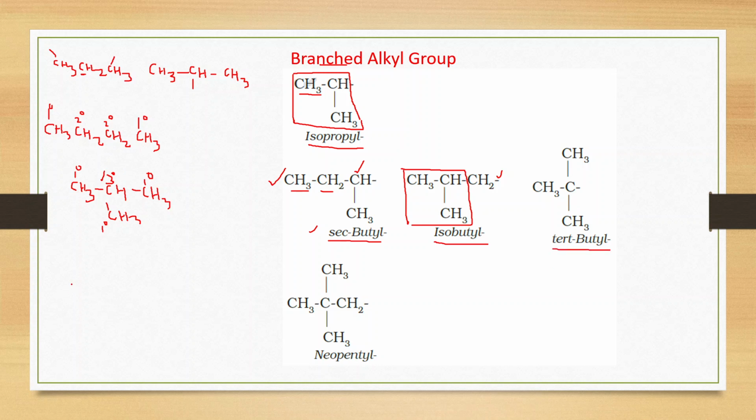Now again, in the same way, pentane C5H12 has 3 isomers: normal pentane, isopentane and neopentane, and this is the structure of neopentane. Now if a hydrogen atom is removed from any terminal carbon, it may be from this one, this one, this one or this one, then we will get this structure, and this alkyl group is known as neopentyl. Is it clear?